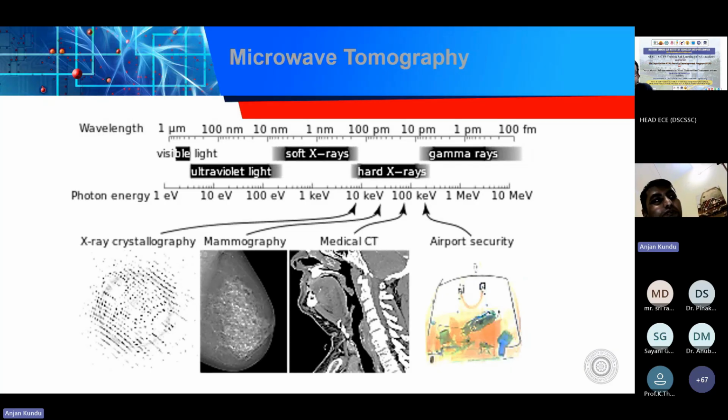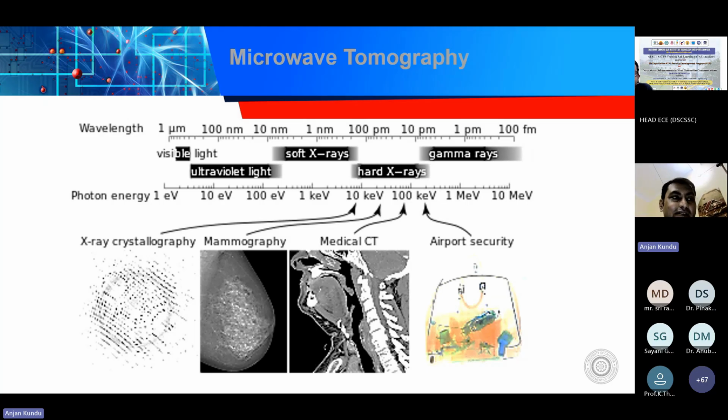CT means computed tomography. Tomography means imaging. So that's why it's microwave tomography. My work was to develop an imaging system using a 1 gigahertz signal, because the 1 gigahertz signal is the only window through which the cancer cell can be scanned.